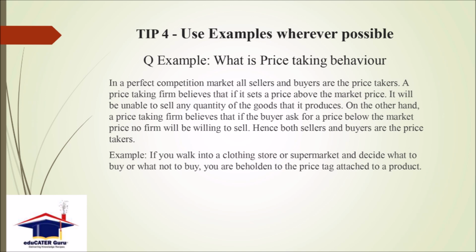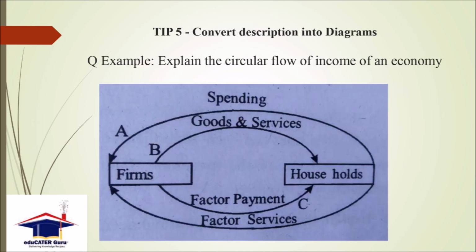Tip 5, convert description into diagrams. Again, wherever possible, you can write it in the form of a diagram. You need not have exact circles or exact squares or exact rectangles. Don't spend more time on decorating your paper. So basically, it is just the arrow marks and the information which is important in a diagram. So you can have clouds, which is easy to write, or you can have circles, or you can have small rectangles like these, and then explain.